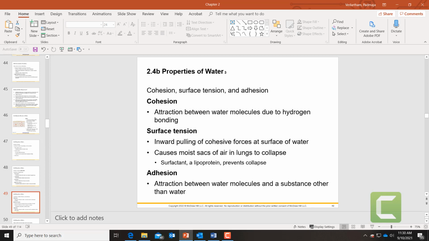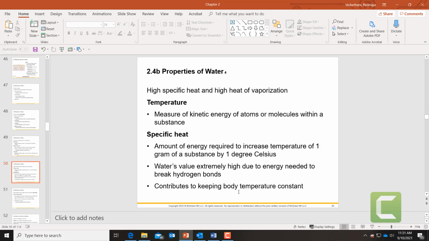Then adhesion is attraction between water molecules and substances other than water molecules, like your skin, right? So you have a film of water after you take a shower, and that is because of the skin and its attraction to water molecules.